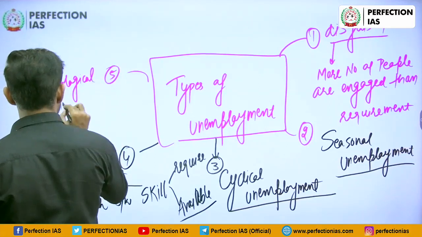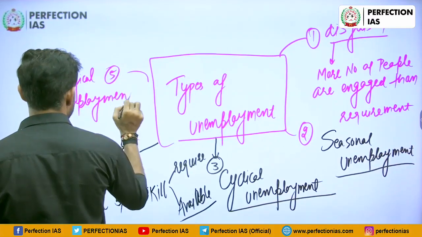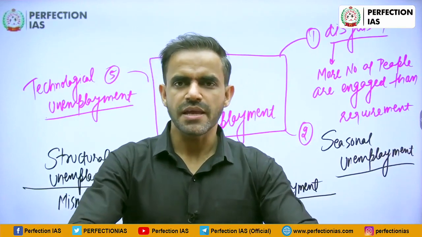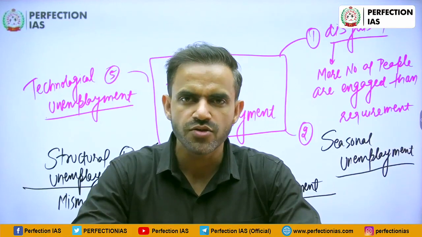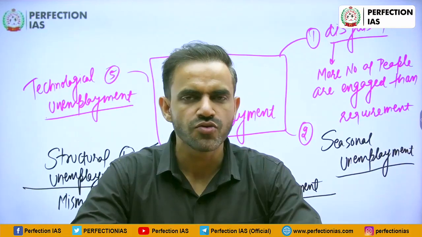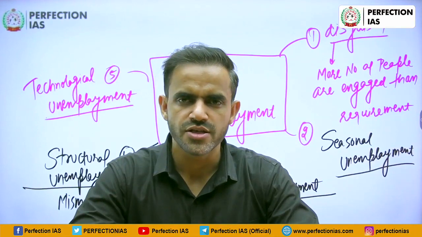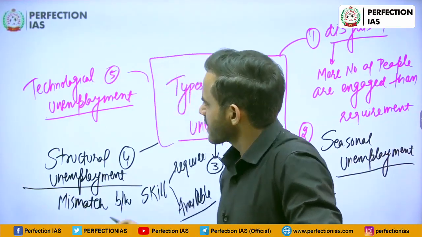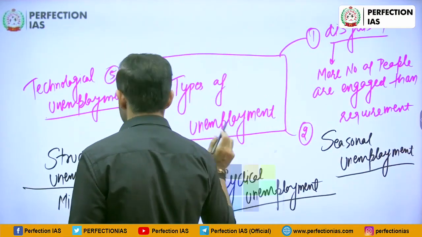Next type of unemployment is technological unemployment. As the name suggests, it means because of change in technology, some people became unemployed. For example, in old buildings there used to be a lift man who used to operate the lift. But modern buildings have a new kind of elevator which is self-operated, therefore no lift man is required. So such unemployment, which is because of change in technology, is technological unemployment.